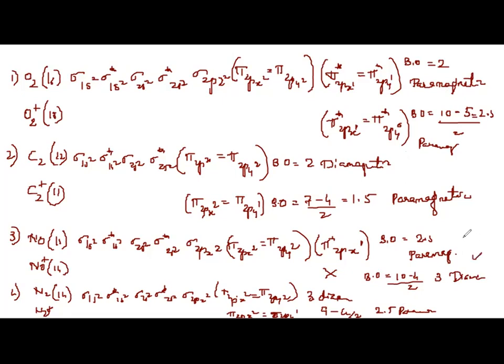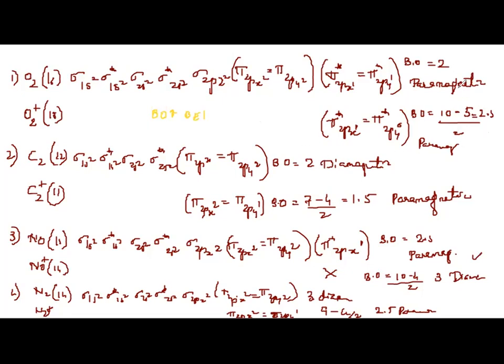Second thing, bond energy increases. How does bond energy increase? Here we have bond order. As bond order increases, the atoms come closer, so bond length decreases. Therefore, bond energy increases. So as bond order increases, the bond energy increases. Here bond order is 2, here it is 2.5. Bond energy will increase.